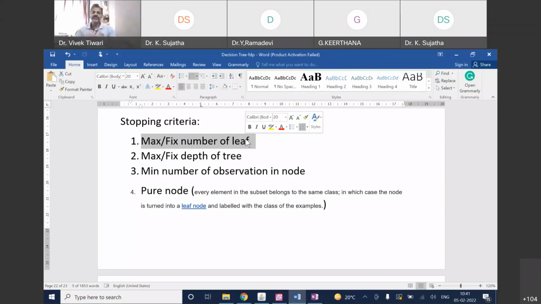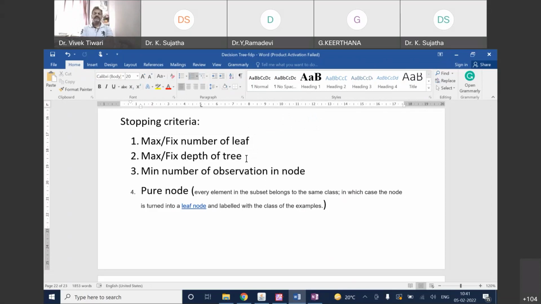You are growing the tree, and you have found whatever maximum number you have set at the beginning, suppose 20, 30, 50, total number of leaves already there in your decision tree, you stop growing. Whatever the condition, you stop growing. So that is one of the stopping criteria. Another stopping criterion may be the depth of the tree. It is a hyperparameter. When you call the function in R and Python, you have to set all those things.